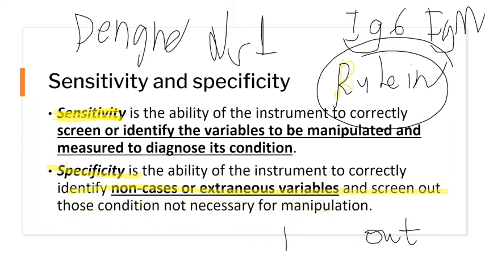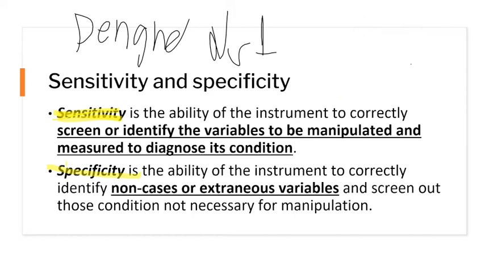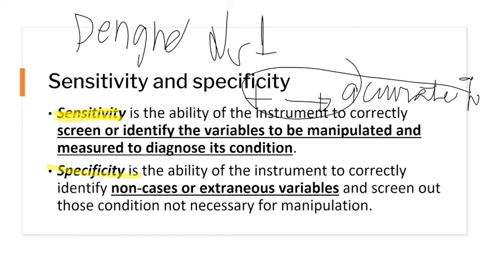So, if I'm talking about sensitivity, if I say rule in, it answers the question: if I got positive in my dengue test, how sure am I that this positive is an accurate positive? If it is surely accurate, you could say that the diagnostic test is 100% sensitive, I mean.